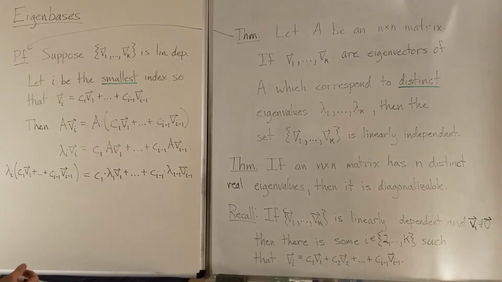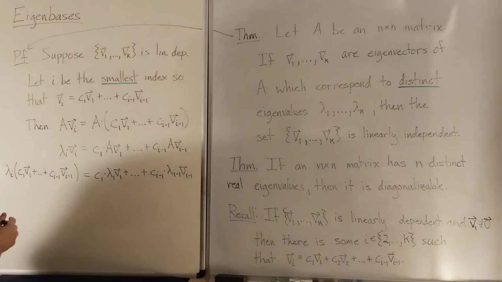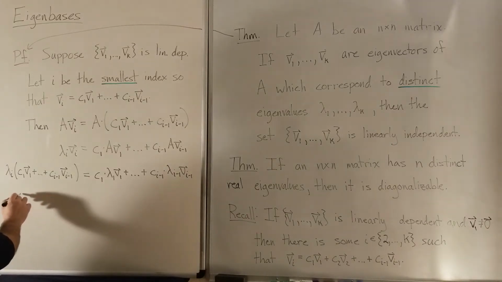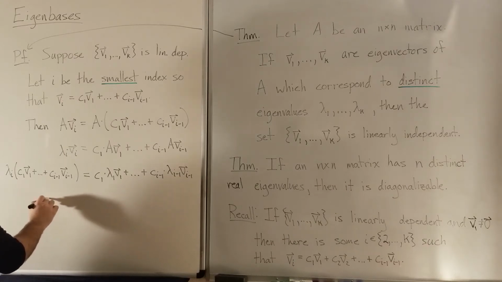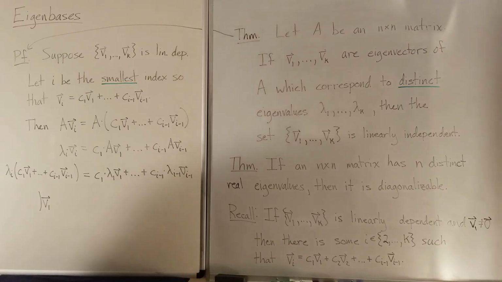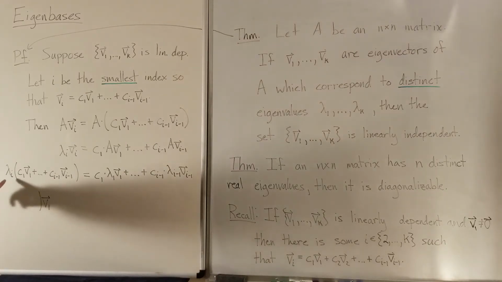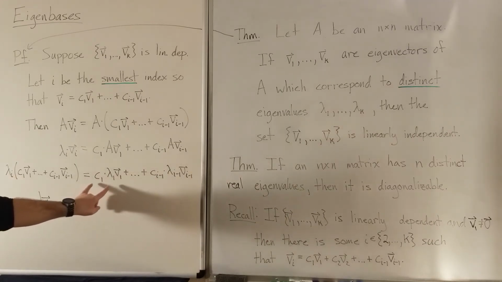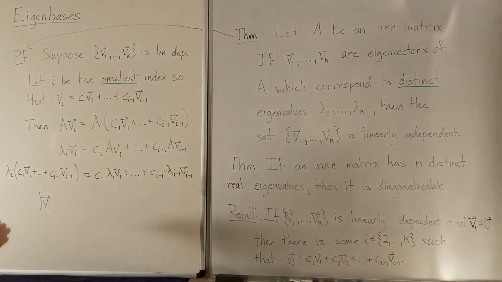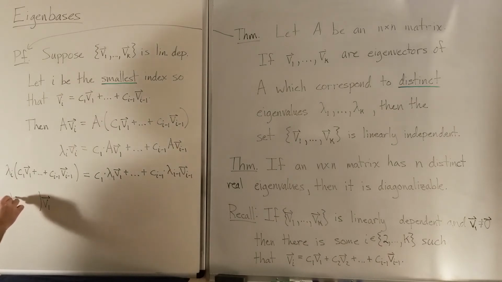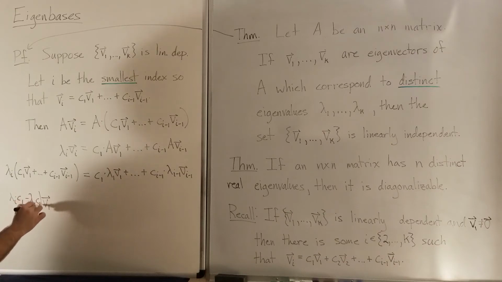I'm now going to move everything to one side of the equation and group some like terms together. So to start out with, move everything to the left side, and I'm going to count how many v1s I have. So v1 is going to have a coefficient, which is lambda i times c1 coming from this side, and then minus the coefficient over here. So minus c1 times lambda 1. So lambda i c1 minus lambda 1 c1.